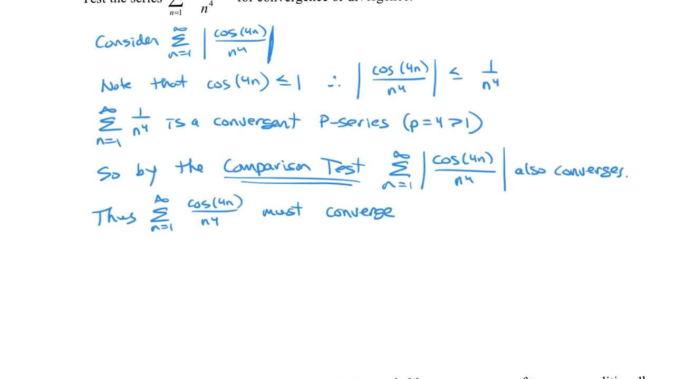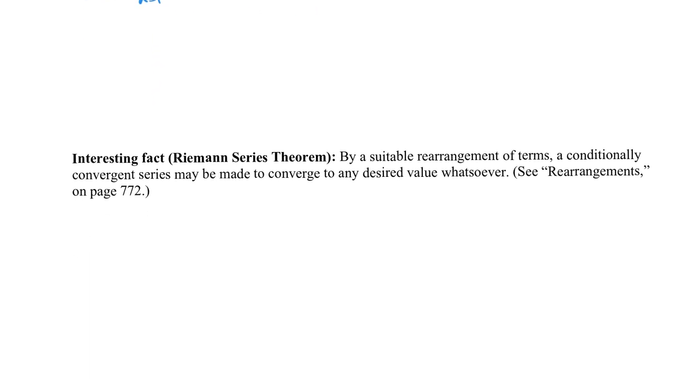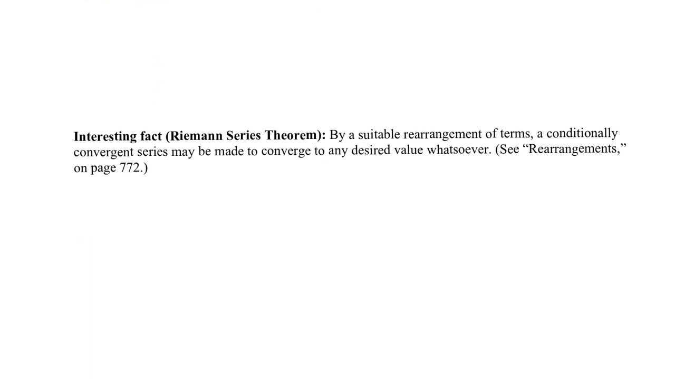All right, and then finally, there's a little interesting fact here. The Riemann series theorem says that by a suitable rearrangement of terms, a conditionally convergent series may be made to converge to any desired value whatsoever. And it's kind of surprising, but they talk about it a little bit in the book on page 772. So if you are interested in looking into that more, you can take a look at that.